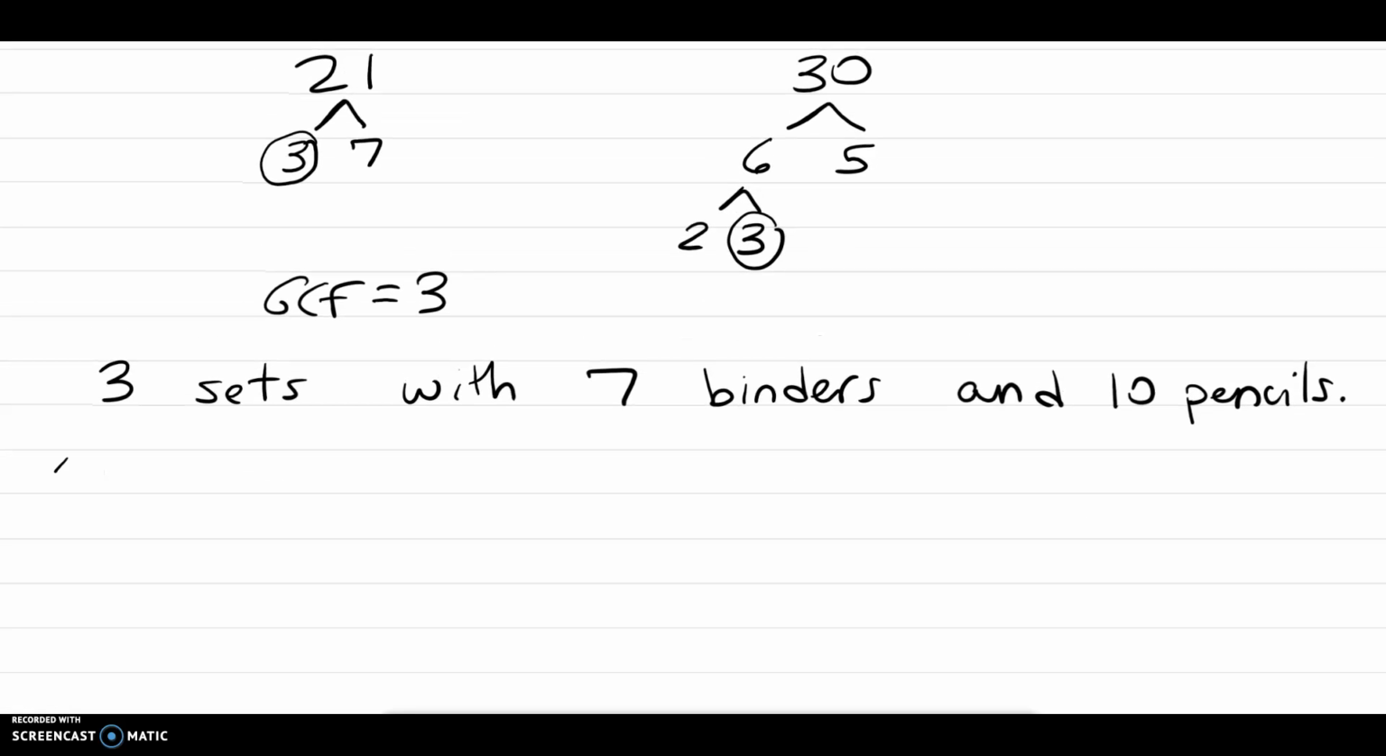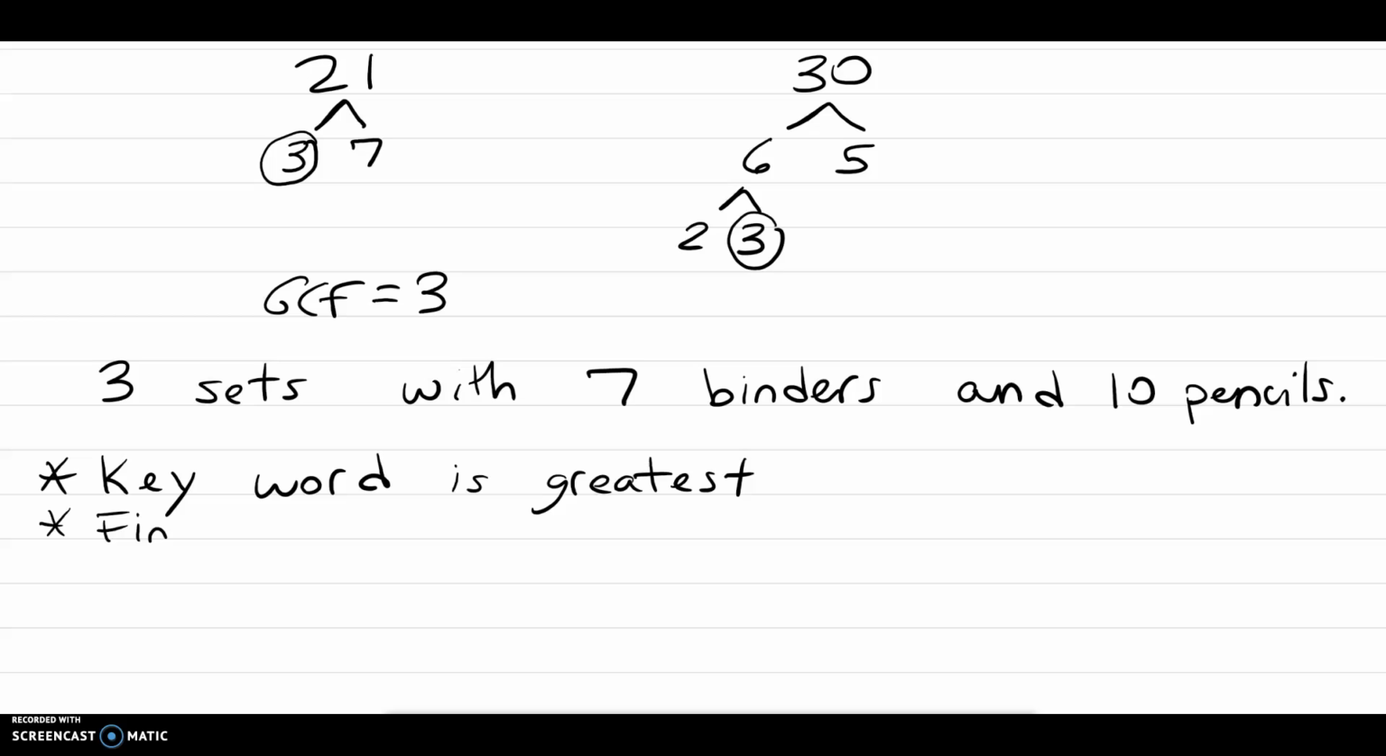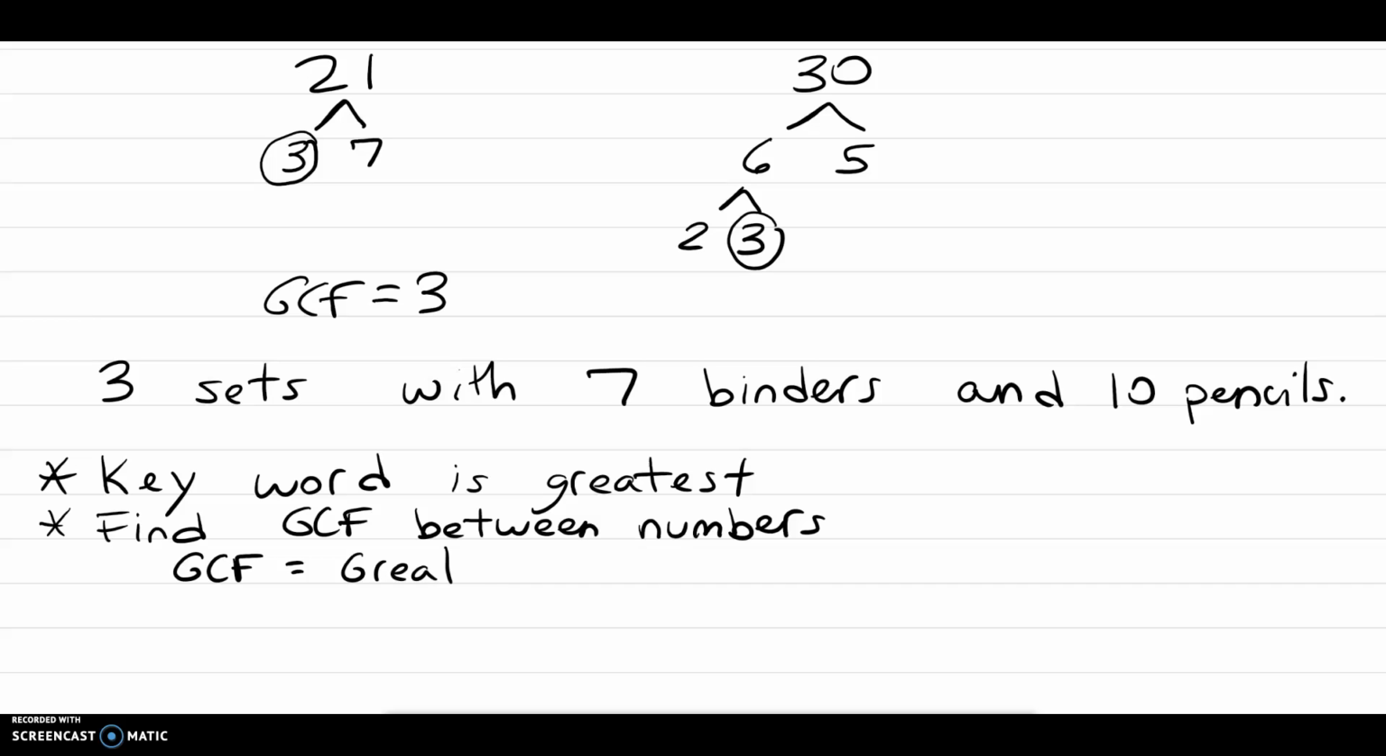So our keyword here is greatest. So when you see greatest, you're going to think GCF. So you find the GCF between the numbers. And remember, GCF stands for greatest common factor.